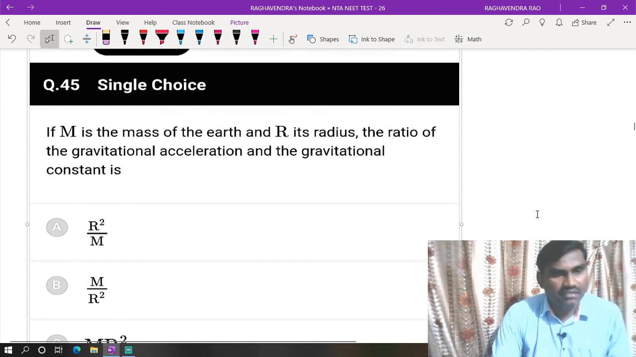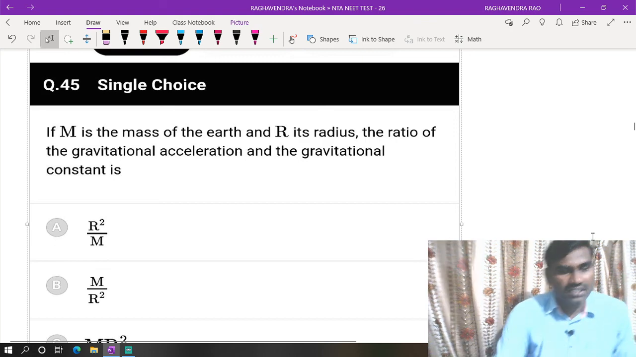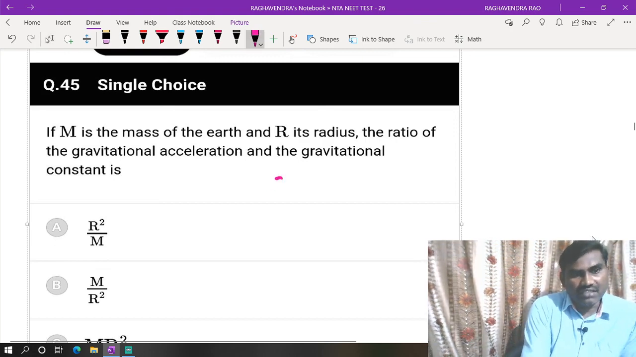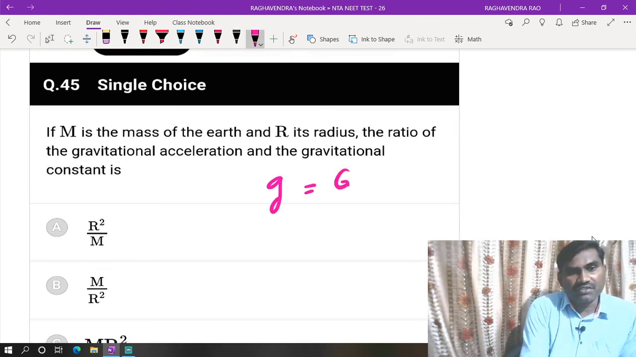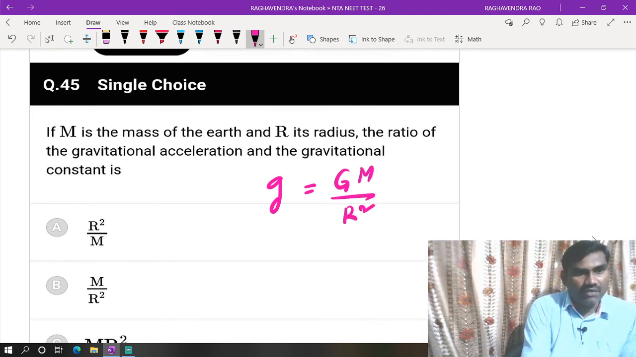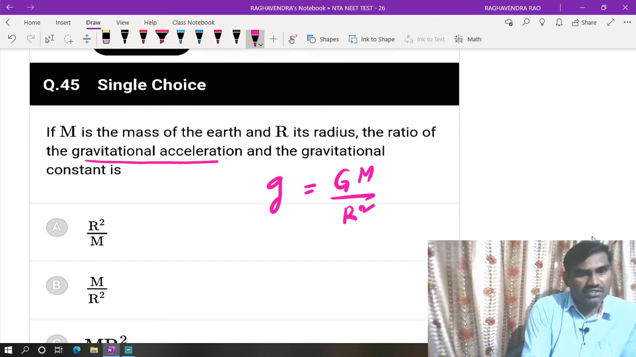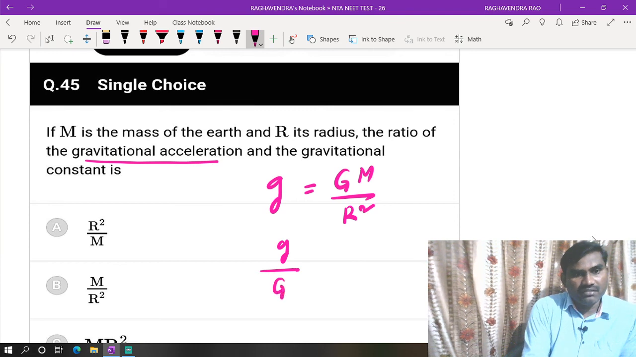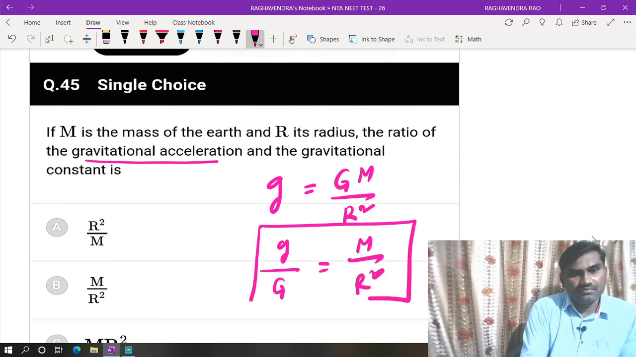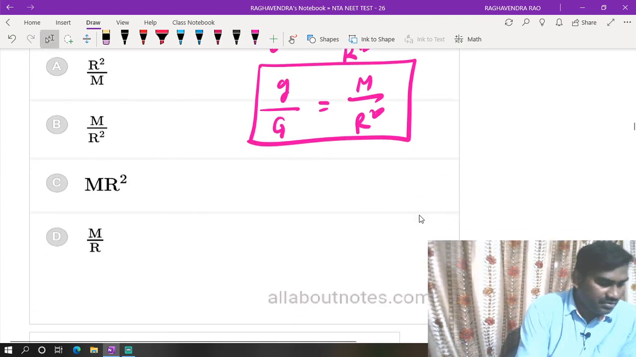If m is the mass of the earth and r is its radius, what is the ratio of the gravitational acceleration to the gravitational constant? You know, acceleration due to gravity on the surface of the earth is nothing but GM by r square. Now they are asking the ratio of gravitational acceleration to the gravitational constant. So g by capital G is equal to M by r square, that is option B.